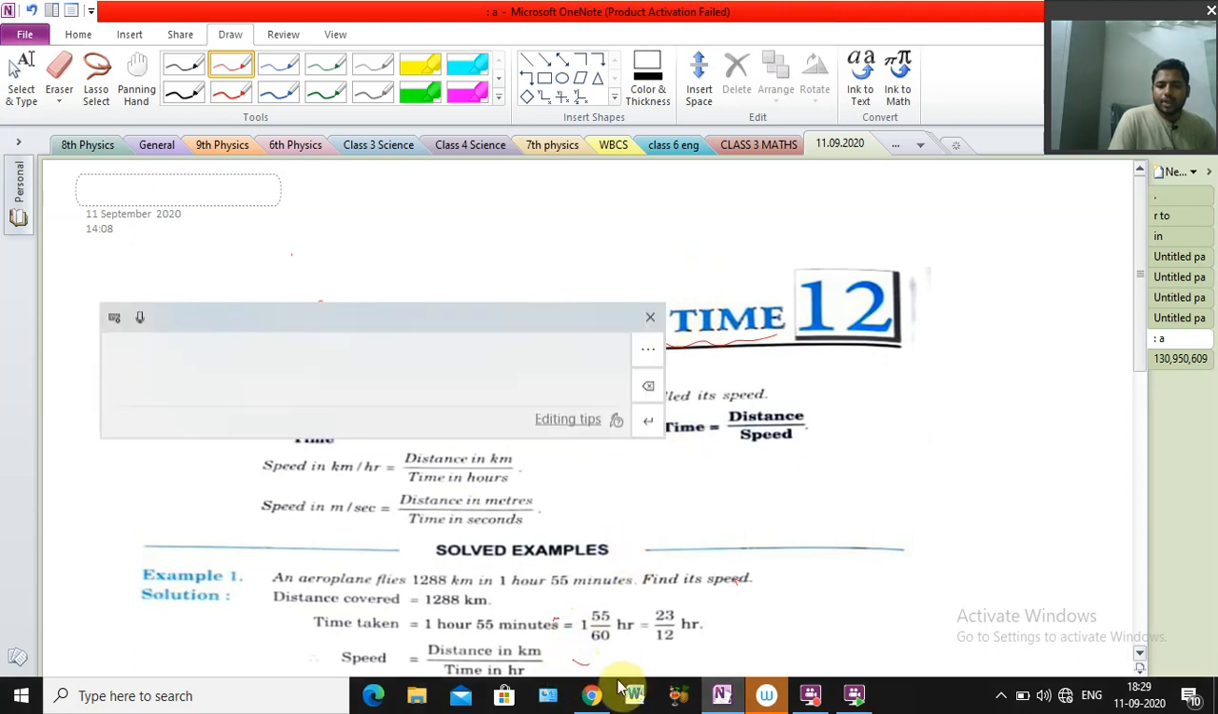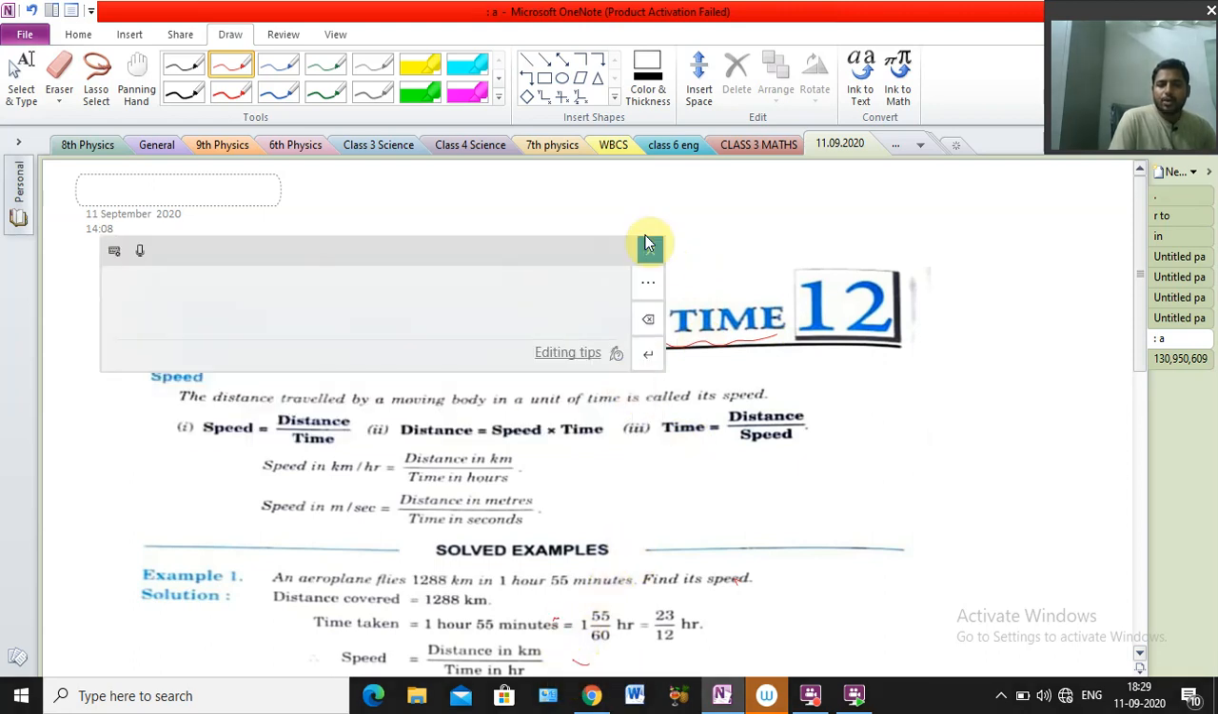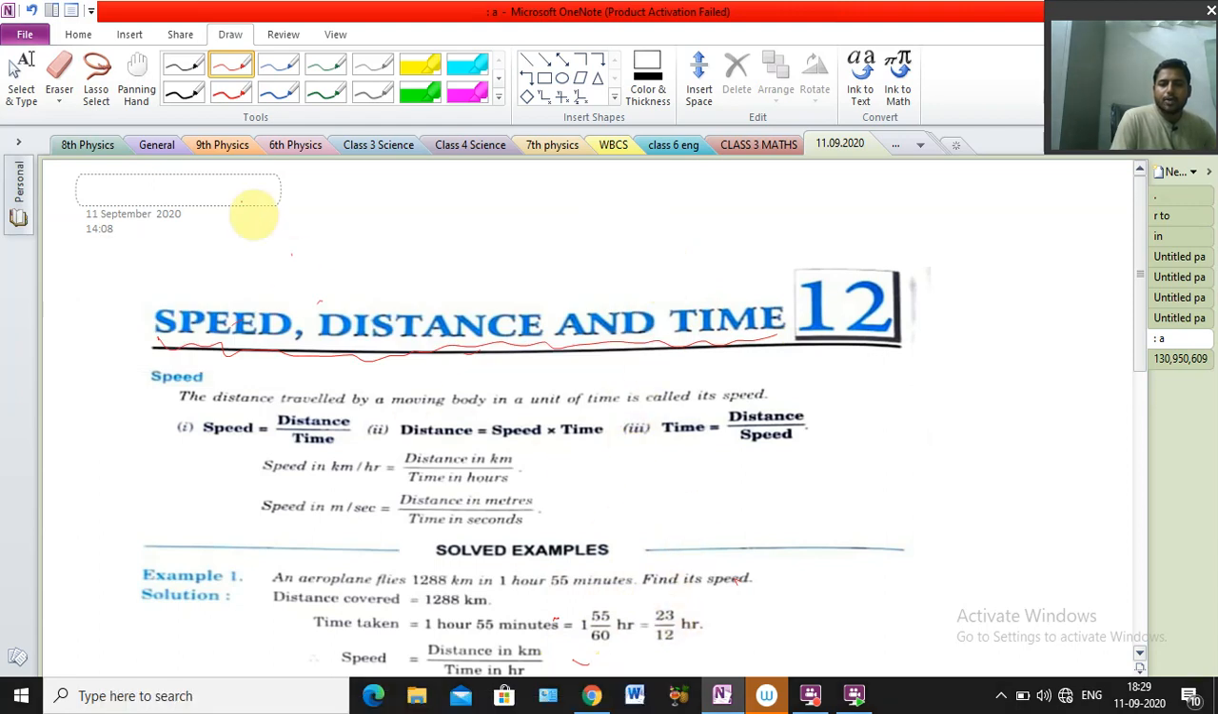At first we have to know what is speed, what is distance, what is time. We have to know it, or not? We have to know it. Clear? So now let's start, everyone. So see, at first, what, sir? We have to know speed. What is speed, sir?